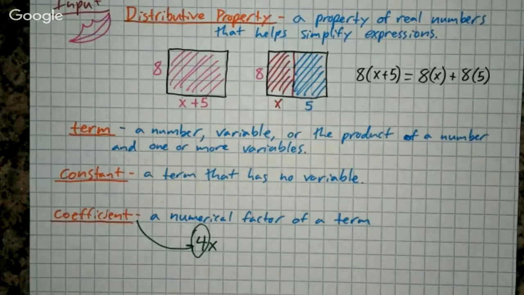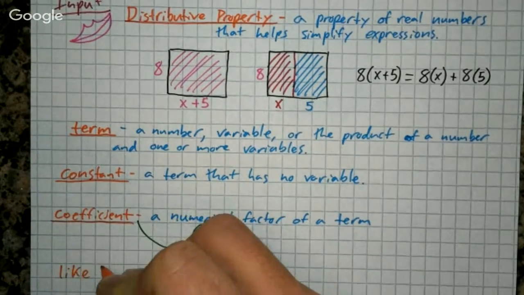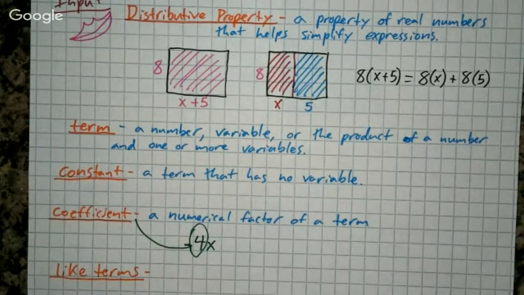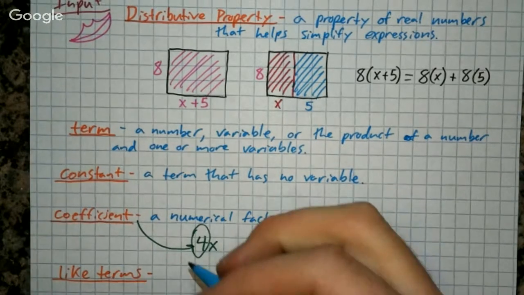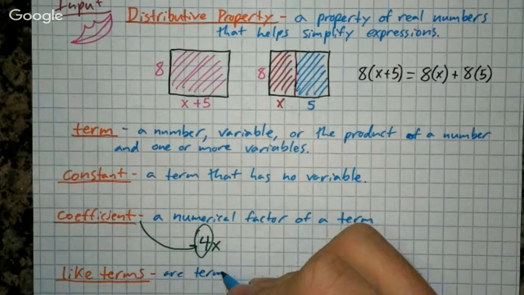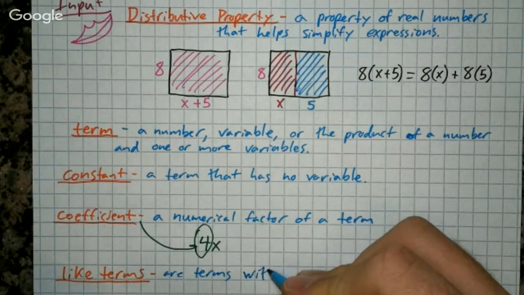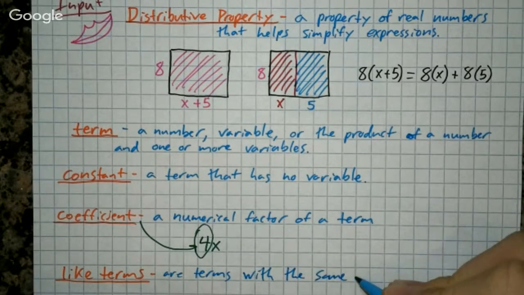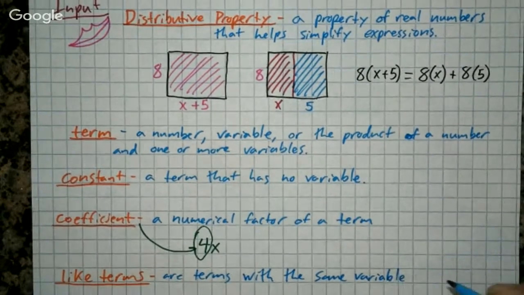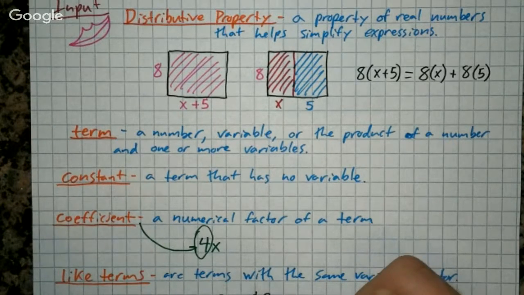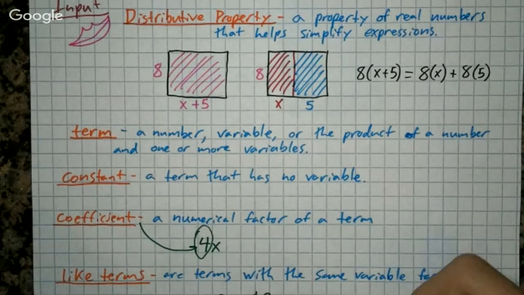And finally, our last one is going to be like terms. Like terms are terms, oh, surprise, surprise, like terms are terms with the same variable factor. Variable factor. So if we're looking down here, if I have a term 2a and I have a term 3a, they are like terms.